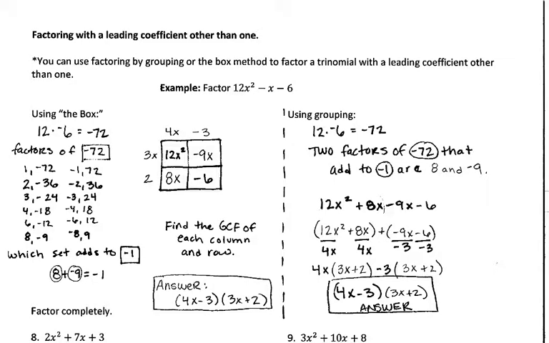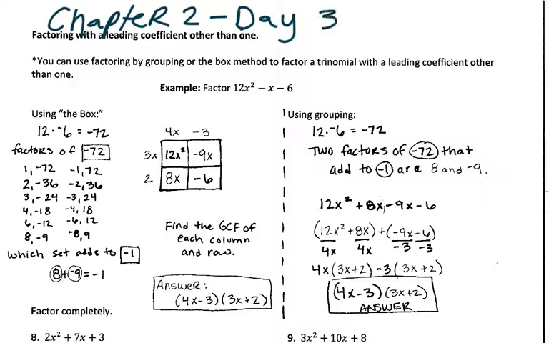Alright, so here we are with our chapter 2, day 3, and then we're actually in a part 2. What happened in part 1 was that we were looking at factoring a trinomial with a leading coefficient that was 1, and so now we're going for things that are other than 1.